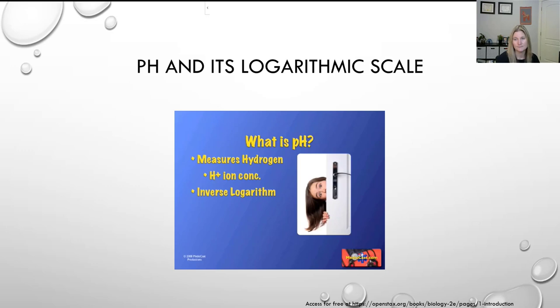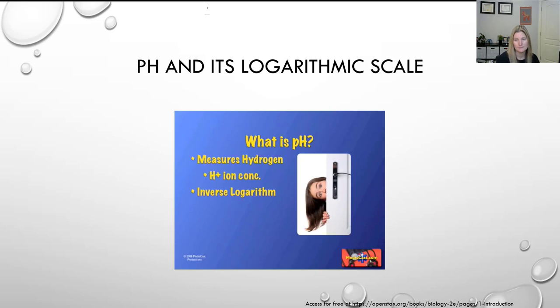Other things that are logarithmic scales, we have logarithmic scales for the Richter scale. This is the measurement of the severity of an earthquake. That means that an earthquake that is measuring 6 on the Richter scale is 10 times stronger than an earthquake measuring 5 on the Richter scale. So this is what a logarithmic scale does.